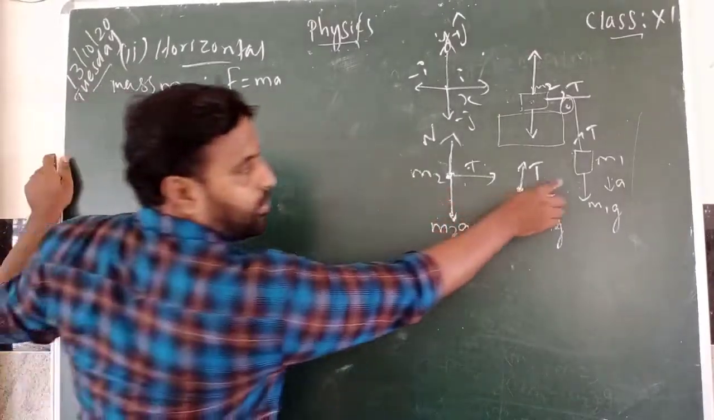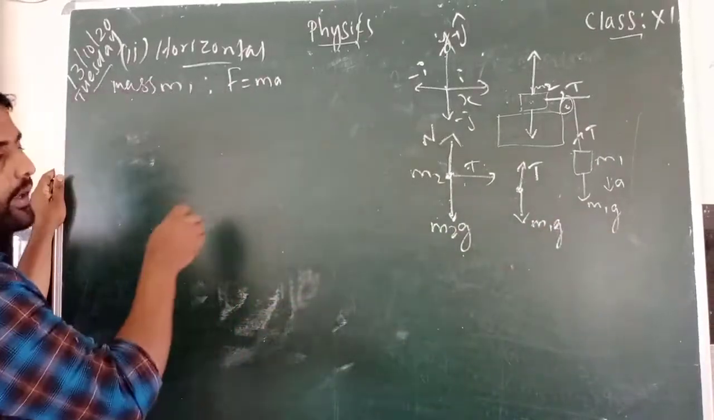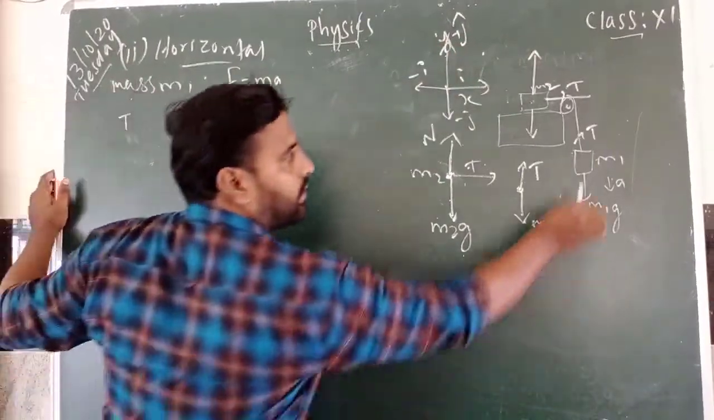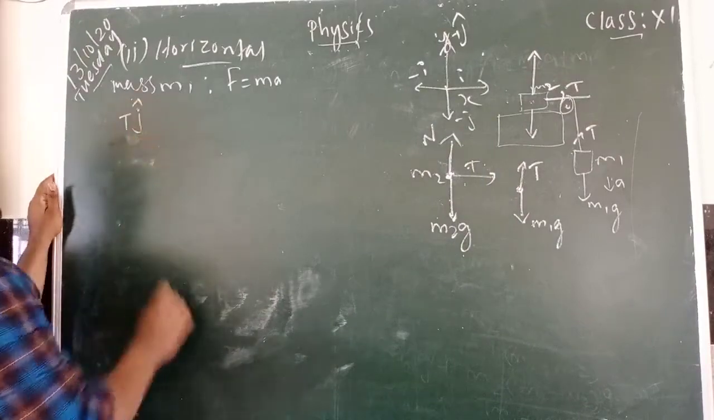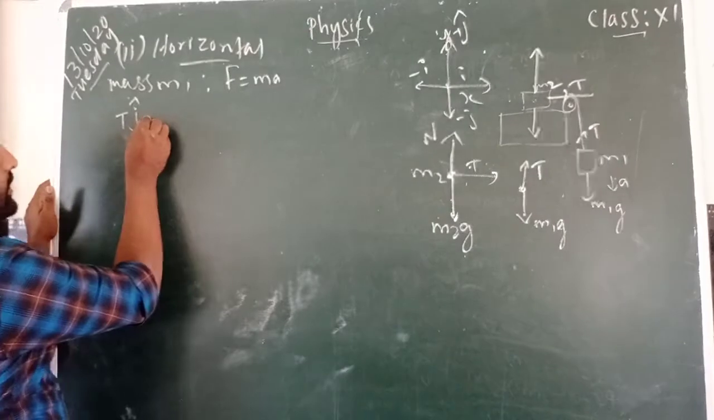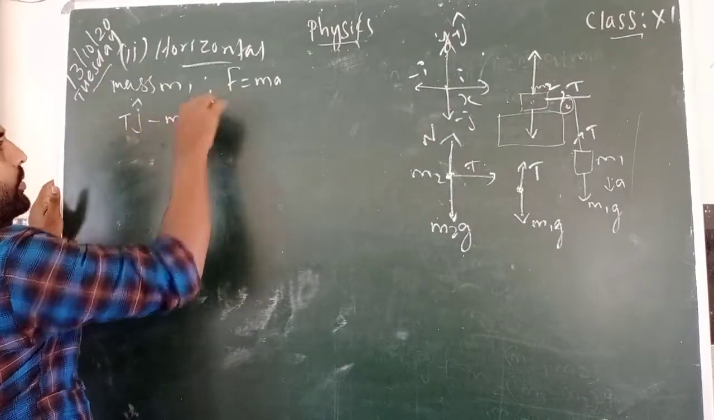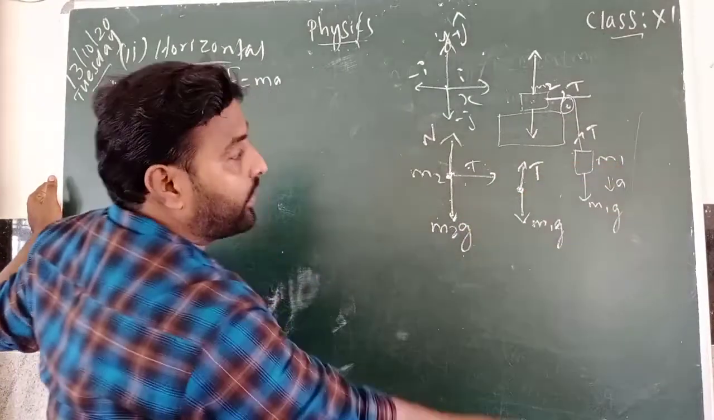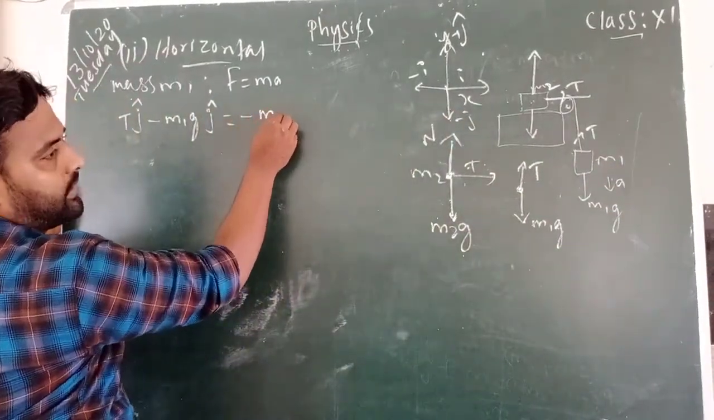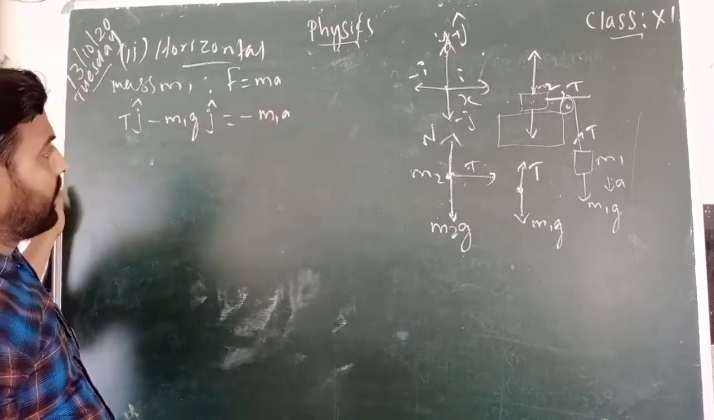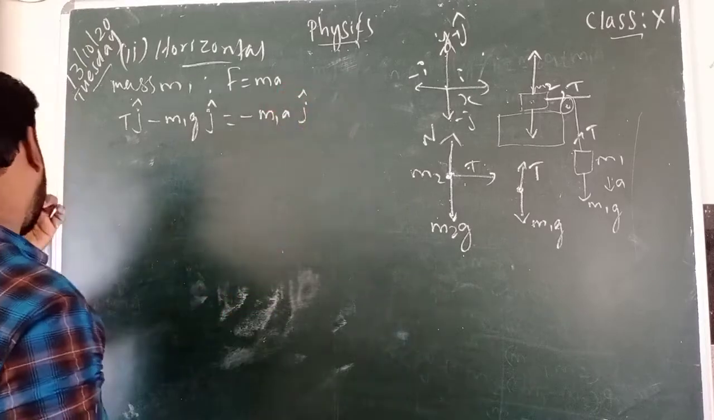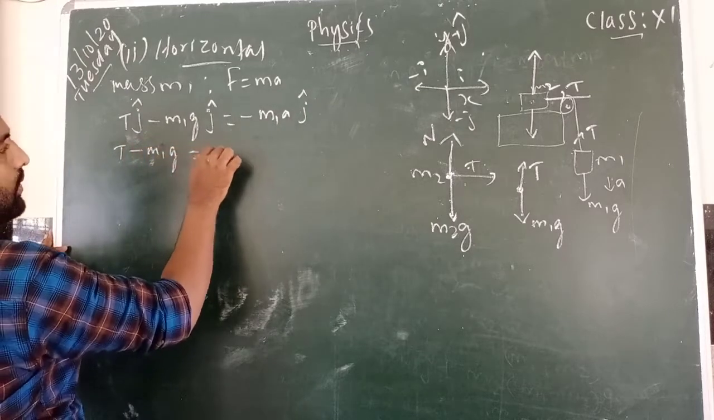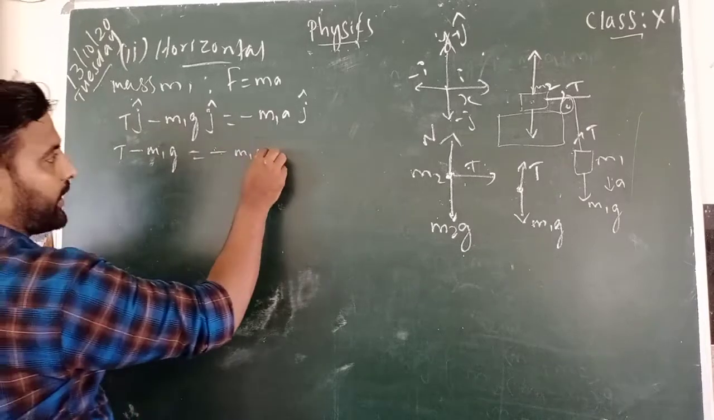You know Newton's second law: F equals Ma. Applying it on mass M1, the forces are upward tension, in the plus J unit vector direction, and downward M1G, in the minus J direction. So T J minus M1G J equals Ma, and the acceleration is downward, so minus M1A J. Comparing the components, we can write M1G equals minus M1A. Keep this as equation 1.